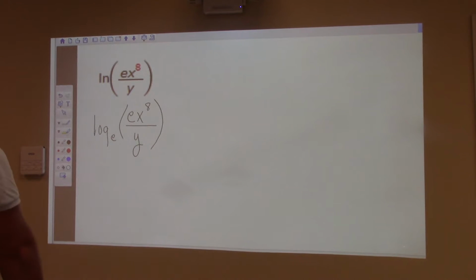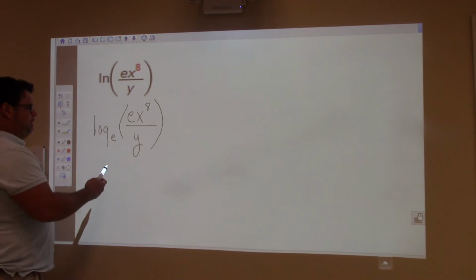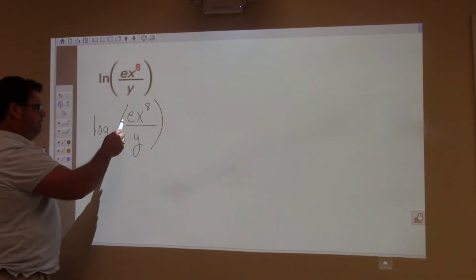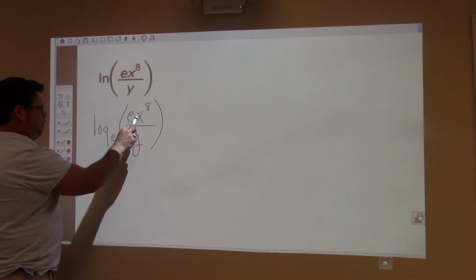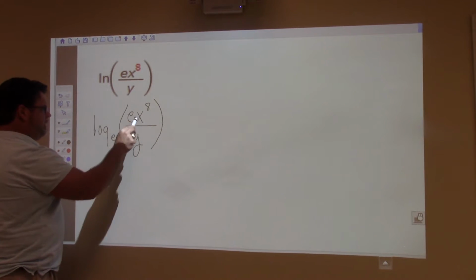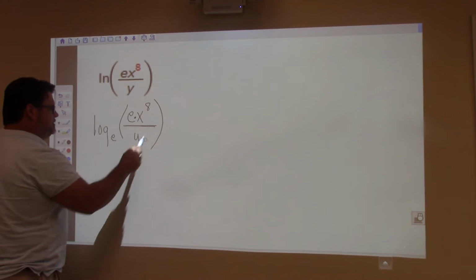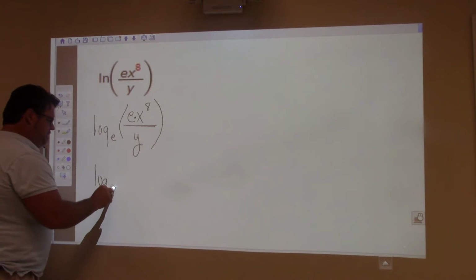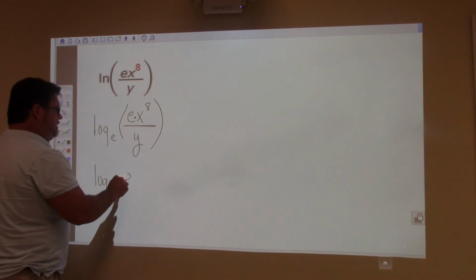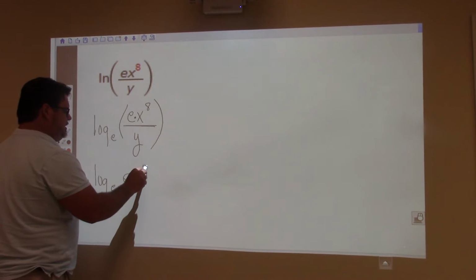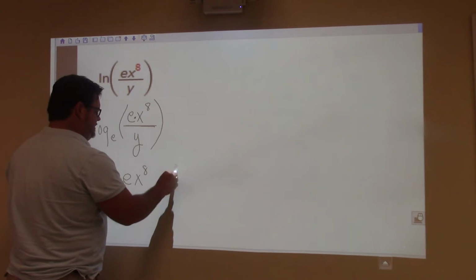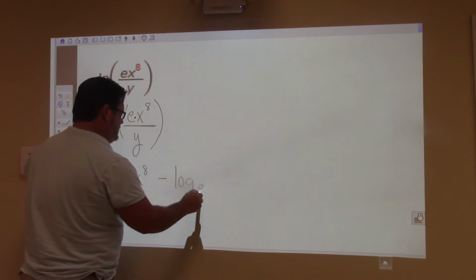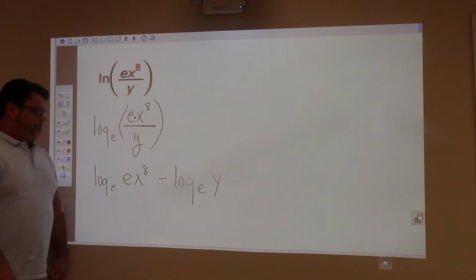So, what is this? This is the quotient rule, right? And this is the power rule. See, there's a dang old multiplication right there and dang old division right there. So, log base E of E x to the 8 minus log base E of y. Everybody with me?